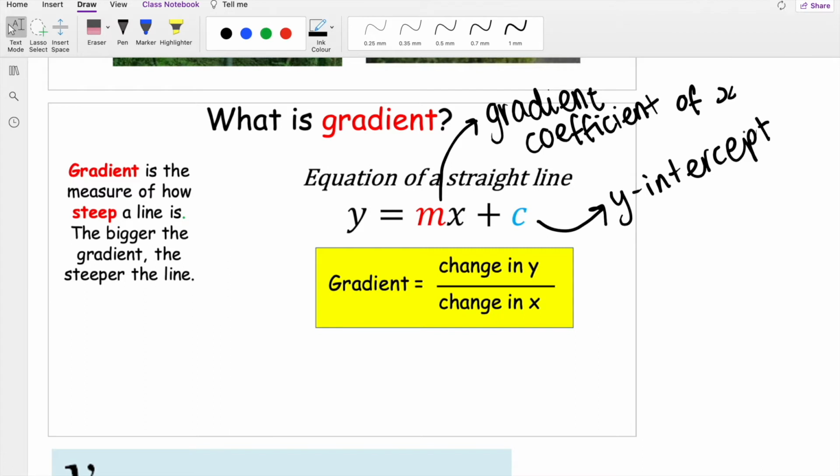Now, in this video, I'm going to be focusing on just the gradients, how to find the gradient of a straight line from a graph. And the one key thing that you need to know is that the gradient is defined by the change in y, or in other words, the difference in y, divided by the change or the difference in x. I'm going to be talking more about that in just a second. And the bigger the value of m, the steeper the line.